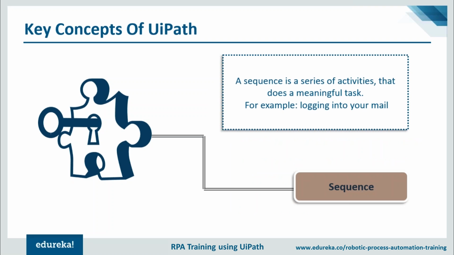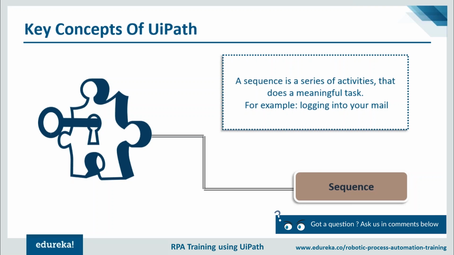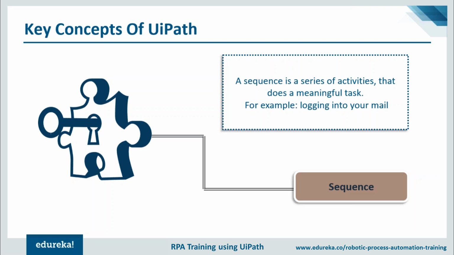Now, when we combine these activities, they lead to meaningful tasks. For example, if you have to restart your PC, you just have to click on start and then choose to restart, and so your PC starts restarting. So, to achieve any event, you have to combine these meaningful tasks, and these can be known as a sequence. Alright, so basically these are the two key concepts that you have to understand before using UiPath.